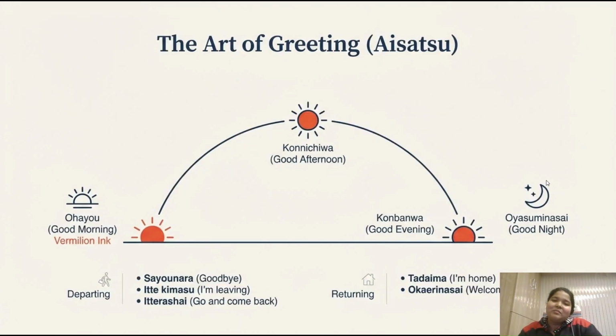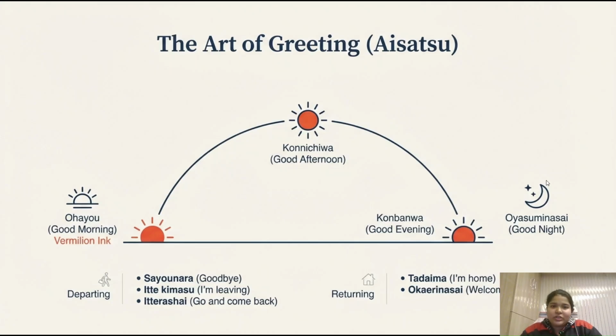Now we are back to the day and the art of greeting. What is greeting known as in Japanese? It is aisatsu. When we are talking about morning time, we say Ohayou. In the afternoon zone, we call it Konnichiwa. And in the time frame like I am right now, we're going to call it Konbanwa, because I'm making this video in the evening. If you're watching this video at night, you're going to call it Oyasuminasai.